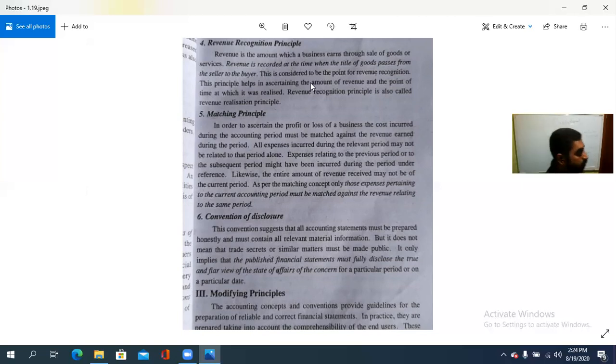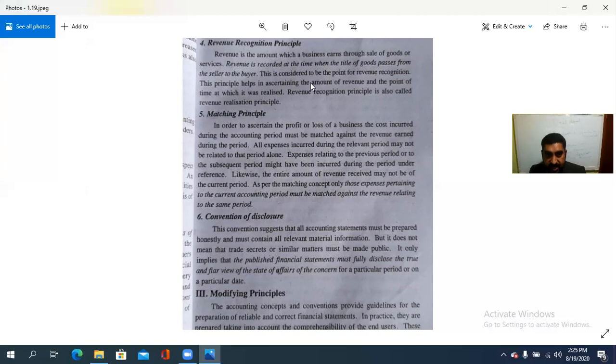അതായത് ചെലവും വരവും തമ്മിൽ തുലനം ചെയ്യുക. അതാണ് മാച്ചിങ് പ്രിൻസിപ്പിളിന്റെ ഉദ്ദേശം. എന്നാലേ നമുക്ക് എന്ത് കാണാൻ പറ്റുള്ളൂ, whether there is profitable situation or not, ലാഭം ഉണ്ടോ എന്നുള്ളത് എന്നാലേ കാണാൻ പറ്റുള്ളൂ. There should be some matching between the expenses incurred and the revenue realized. അതാണ് അതിനകത്ത് പറയുന്നത്. So, in order to ascertain the profit or loss of a business, the cost incurred during the accounting period must be matched against the revenue earned during that period.